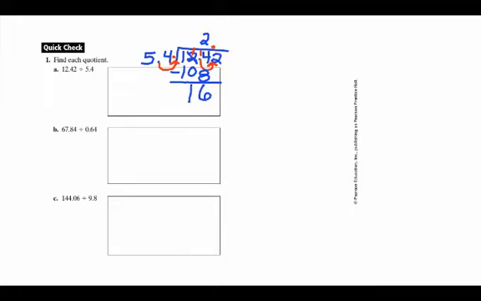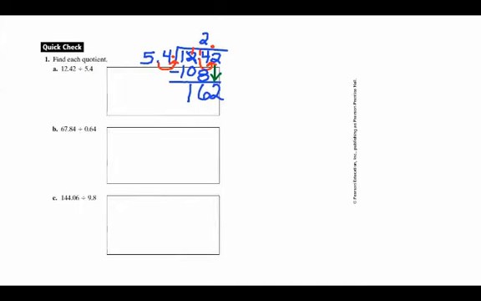Next we have 1 minus 0. 1 minus 0 is 1. Then we bring down the 2. So we have 162 divided by 54. 5 goes into 16 about 3 times, so we're going to try that. We write the 3 up in the quotient.